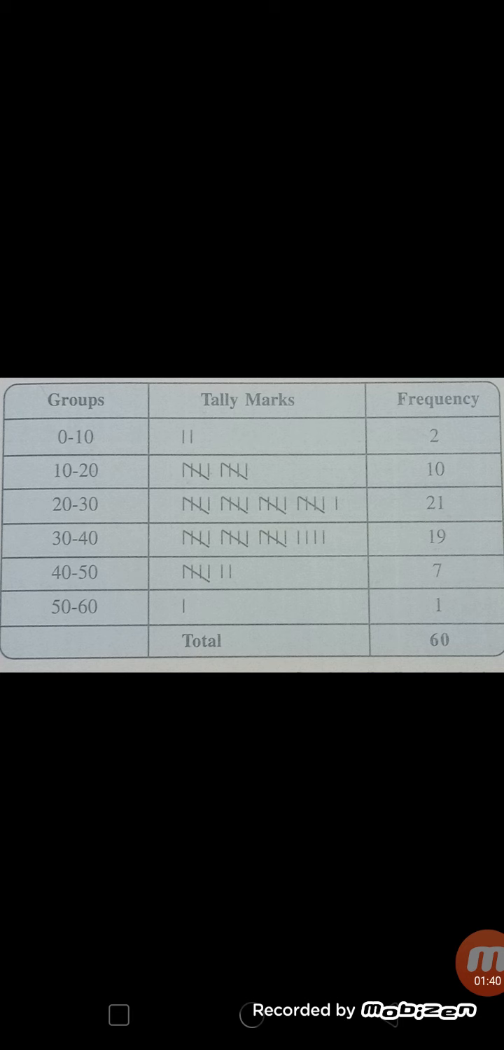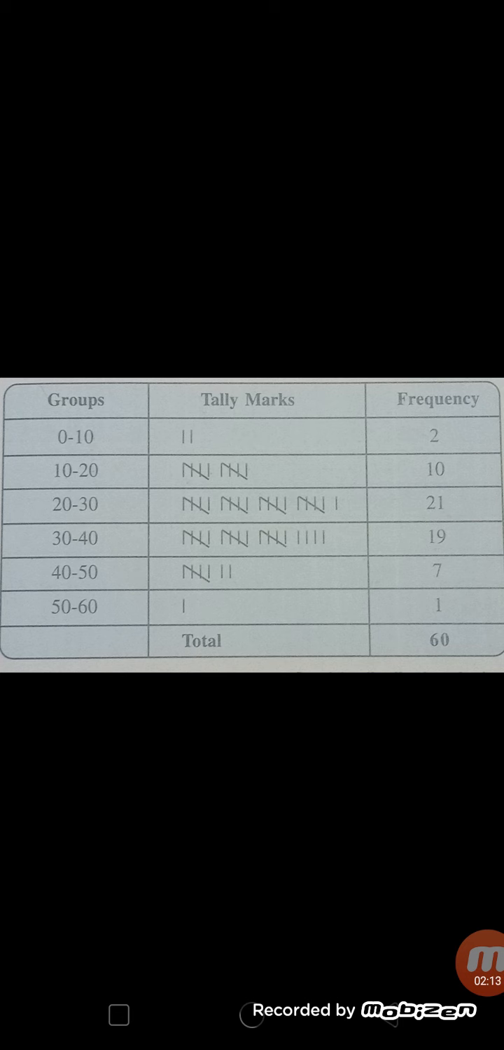Like from 0 to 10, how many students have scored? Only 2 students. 10 marks to 20 marks, how many students have scored? 10 students. 20 marks to 30 marks, 21 students. 30 marks to 40 marks, 19 students and so on. And the sum you can see is coming 60. Data presented in this manner is said to be grouped and the distribution obtained is called grouped frequency distribution.